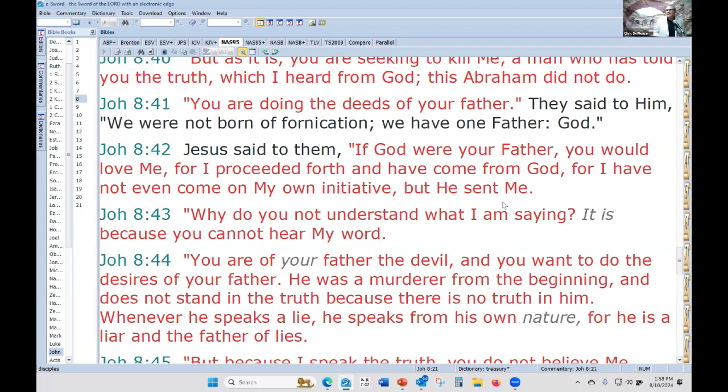John 3:16, for God so loved the world that he gave his only begotten son, that whoever believes in him will not perish but have everlasting life. Next line, for God did not send the son into the world to judge the world, but that the world might be saved through him, right? So he's telling them the same story over and over and over. Why do you not understand what I'm saying? It is because you cannot hear my word.